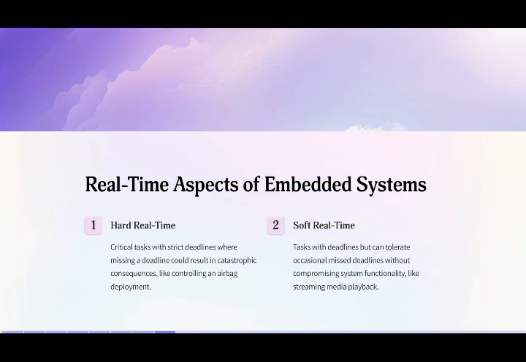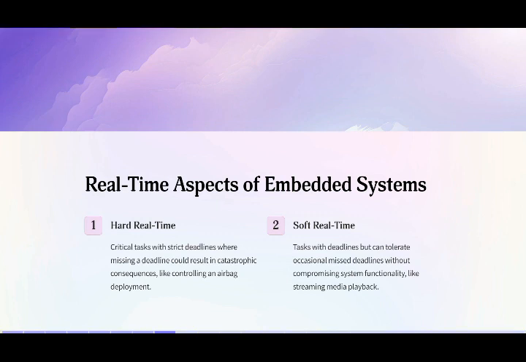Real-time aspects of embedded system. We have two real-time aspects: hard real-time and soft real-time. Hard real-time tasks must be completed within a specified deadline without any exception. Missing a deadline in a hard real-time system can have a severe impact or often gives catastrophic consequences. For example, in automotive applications, controlling the airbag or anti-lock braking system must occur within a precise time to ensure the safety of the passenger.